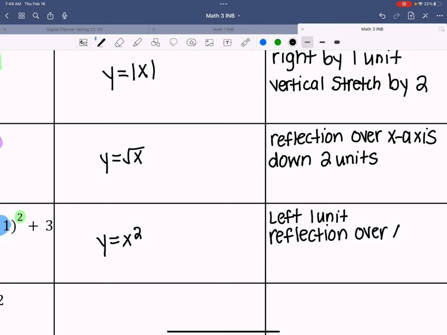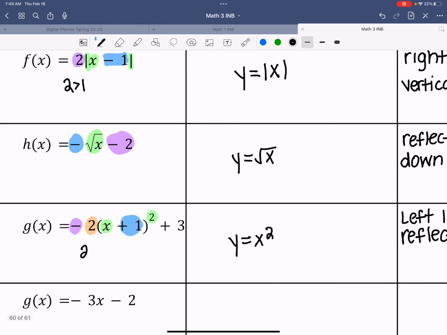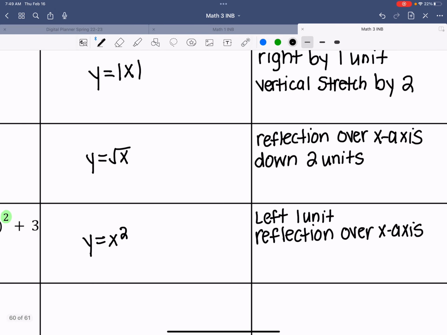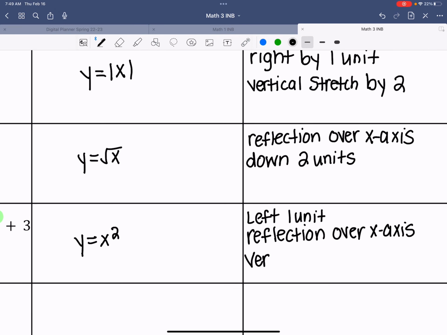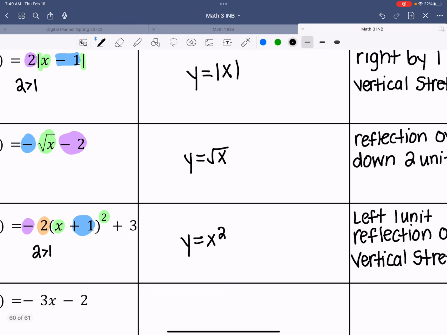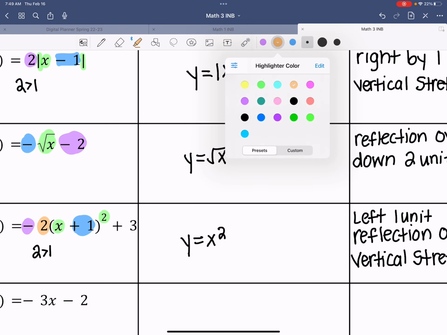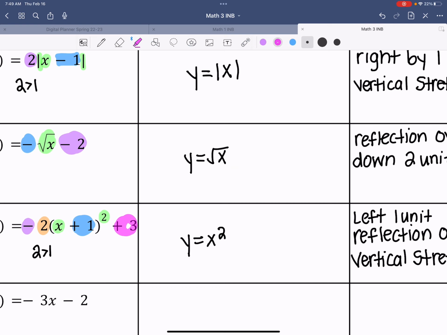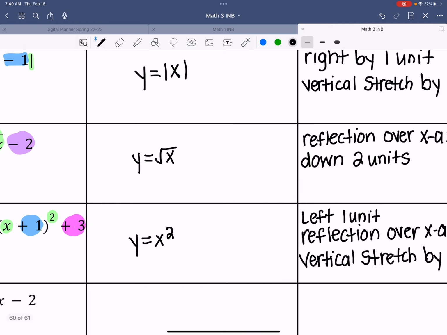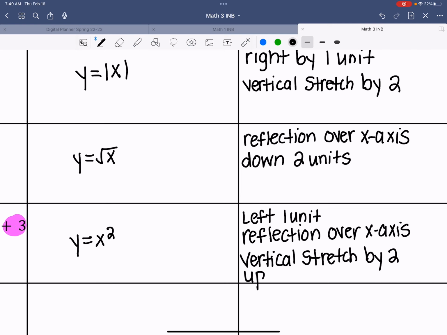And then that 2 is a dilation. So that 2 is greater than 1. So therefore, it's going to be a vertical dilation or a vertical stretch. And that's the vertical stretch by 2. And then finally, at the very back, we have our plus 3, that's our k value. So plus 3 means we're going to go up 3 units.